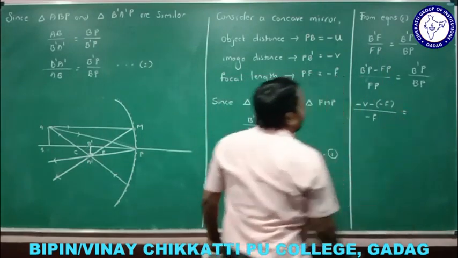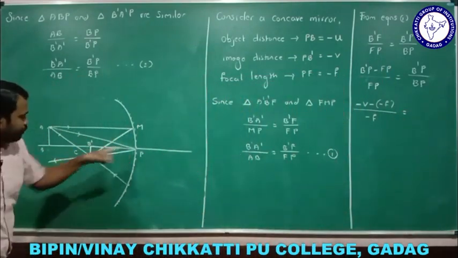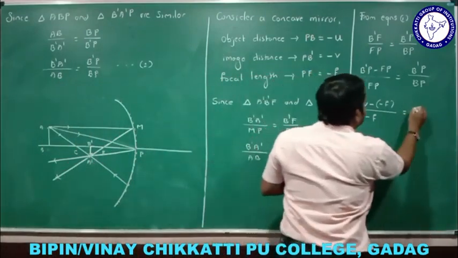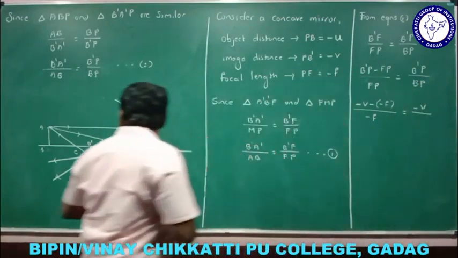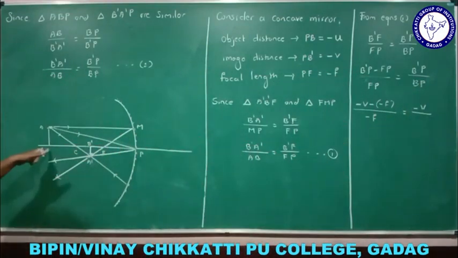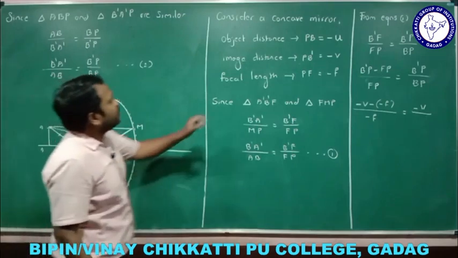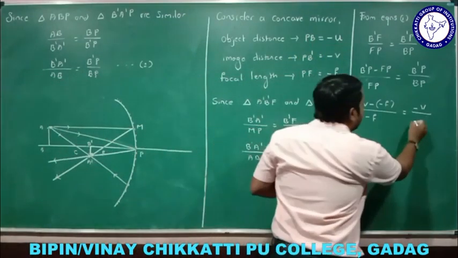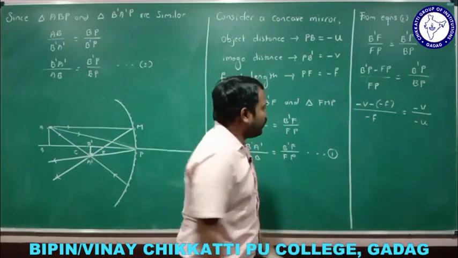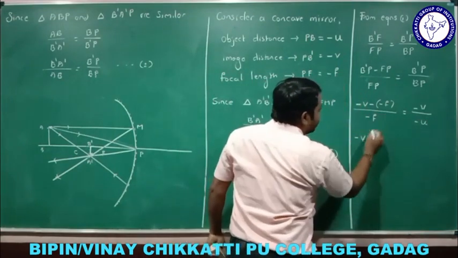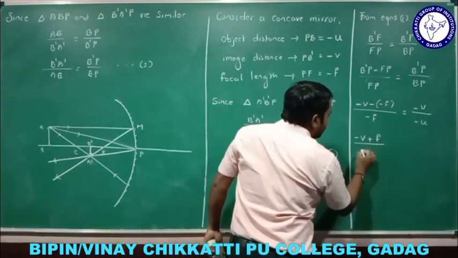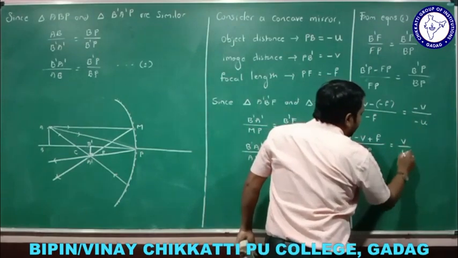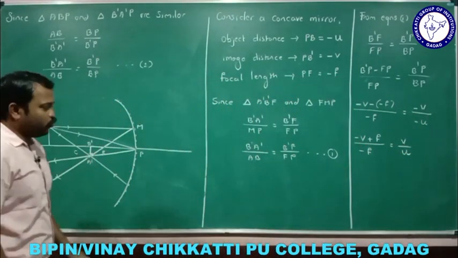That is equal to, tell me, what is B dash P? Image distance, which I took here, so B dash P is minus v, divided by BP. Where is BP? BP is the object distance, which is nothing but PB, that is equal to minus u. Shall I take it as minus u? What do I get? Minus v, minus into minus is plus f, divided by minus f, that is equal to, this minus minus will get cancelled. Now I take v divided by u, right?